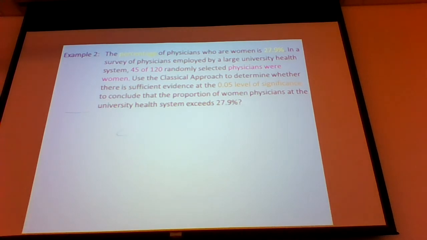That means you're getting a value that's what? Bigger or larger. Good. Does that make sense? Exceeds means larger. I'm also wondering, use the classical approach to determine whether there's sufficient evidence at the level of significance. I was thinking the level of confidence where it was on the chart.